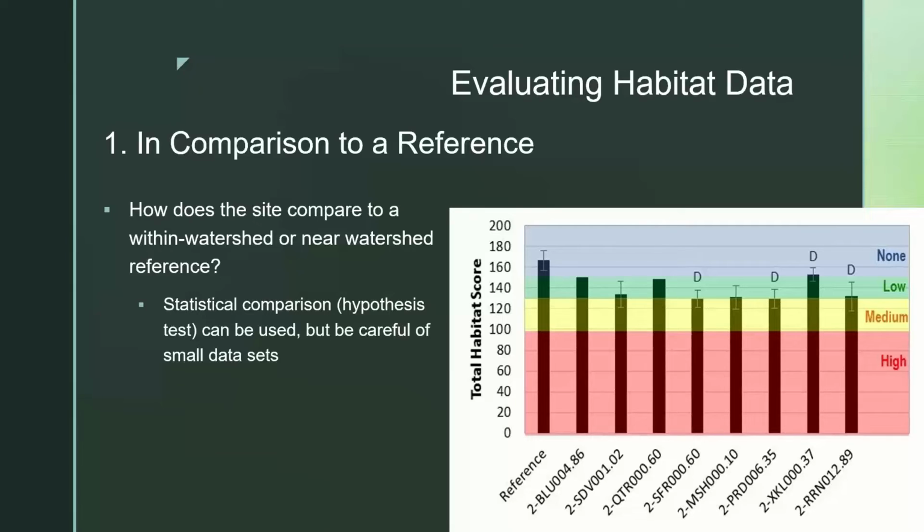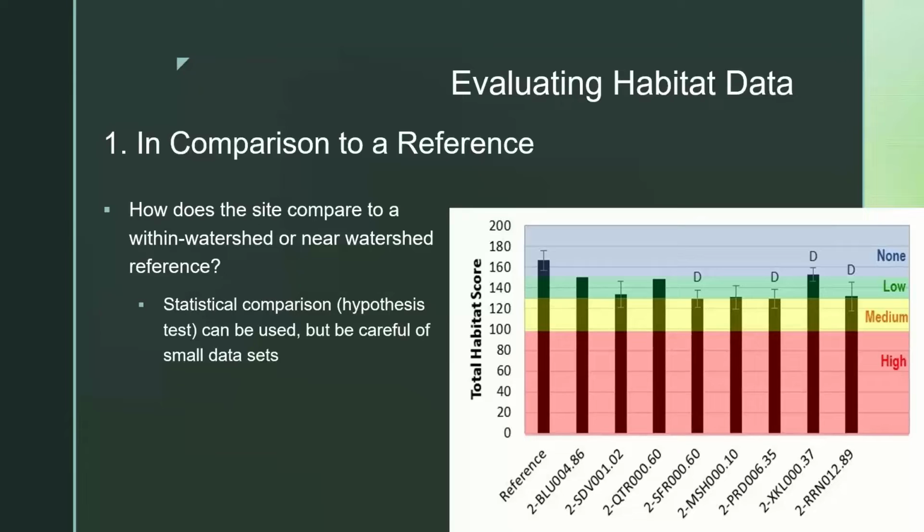All right, so that moves us from evaluating water quality data to taking a look at how we evaluate some of the habitat data. Really, it's going to be many of the same approaches. The first one is, can we compare it to a reference? Our biologists, when they go out and collect benthic samples, are also doing a habitat assessment at the same time. That information is available to us, and we can collect it.